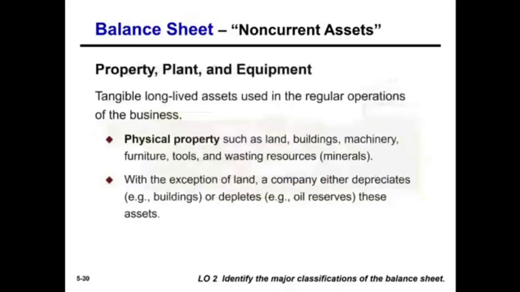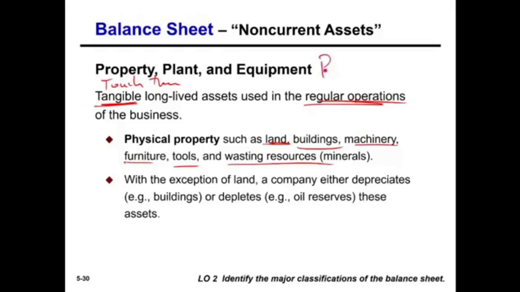Okay. So the next thing on the balance sheet comes property, plant, and equipment. And obviously, what goes under property, plant, and equipment? Property, plant, and equipment are tangible, long-lived assets. So notice they are tangible. Tangible means you can touch them, because we're going to have assets that we cannot touch. Tangible, long-lived assets used in regular operation or in operating the business. So what could be examples of property, plant, and equipment? Those could be land, but remember, not land held for speculation, building, machinery, furniture, tools, and wasting resources such as minerals.